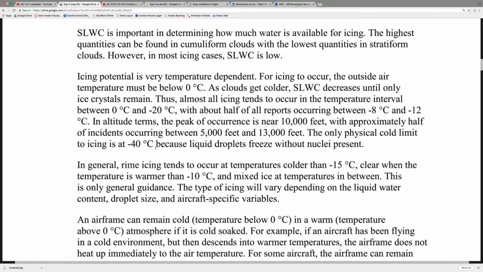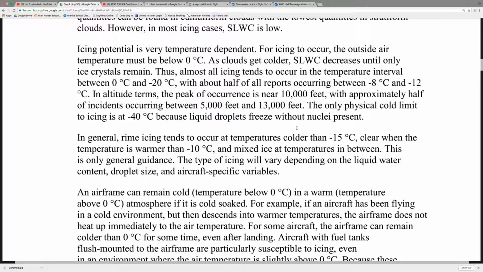Ice potential is very temperature dependent. For icing to occur, the outside air temperature must be below 0 degrees Celsius. But we know better than that when we say that icing is 10 degrees Celsius and visible moisture, right? That could be a cloud, fog, rain, mist, snow, whatever it is. If there is any moisture that is visible in any way, shape, or form, and it's 10 degrees Celsius or less, that's the potential for icing.